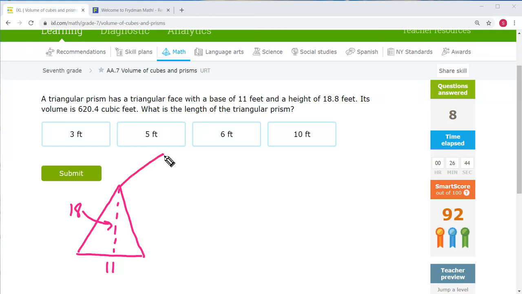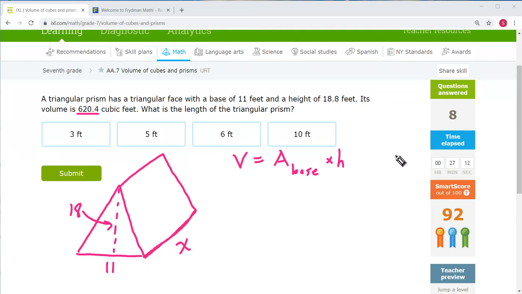We do not know what the length is, so I'll call that x. We do know what the volume is, that's 620.4. So let's go ahead and write our formula. Volume equals the area of the base times the height. And really, when I say height here, I mean this side from here to here.